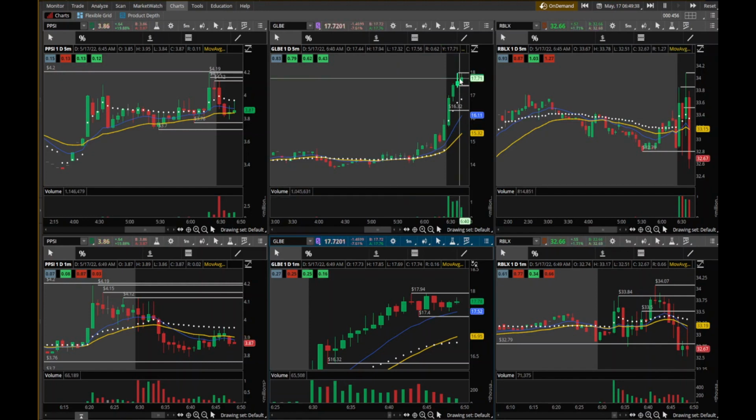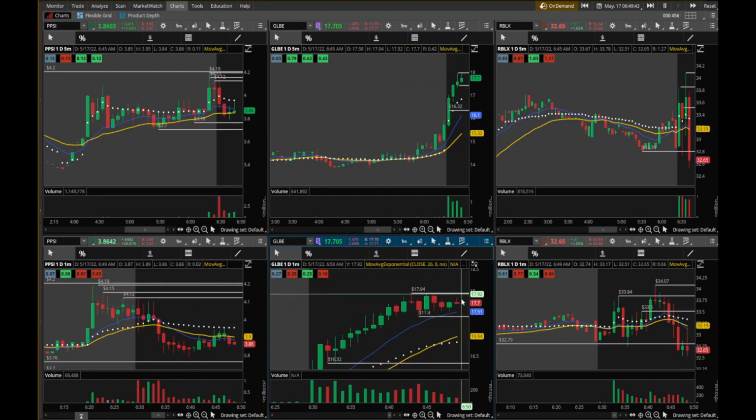I just don't like how extended this is. It really does need to pull back. I think any breakout could be met with an instant failure.